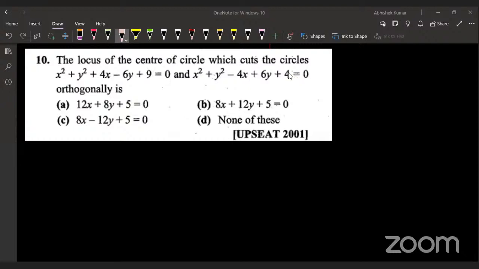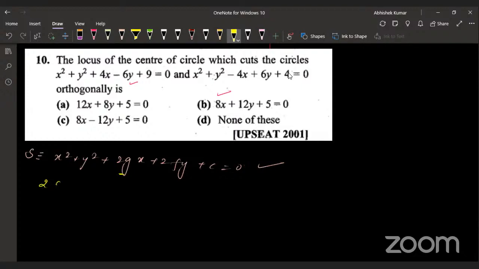Okay, let's say the circle is x square plus y square plus 2gx plus 2fy plus c is equal to 0. This circle is orthogonal to this and this. We know the condition: here g is 2, so 2g times 2, 2f times the value of f here, that is -3, is equal to c plus c1, and the value of c1 is 9. So you have 4g minus 6f is equal to c plus 9.